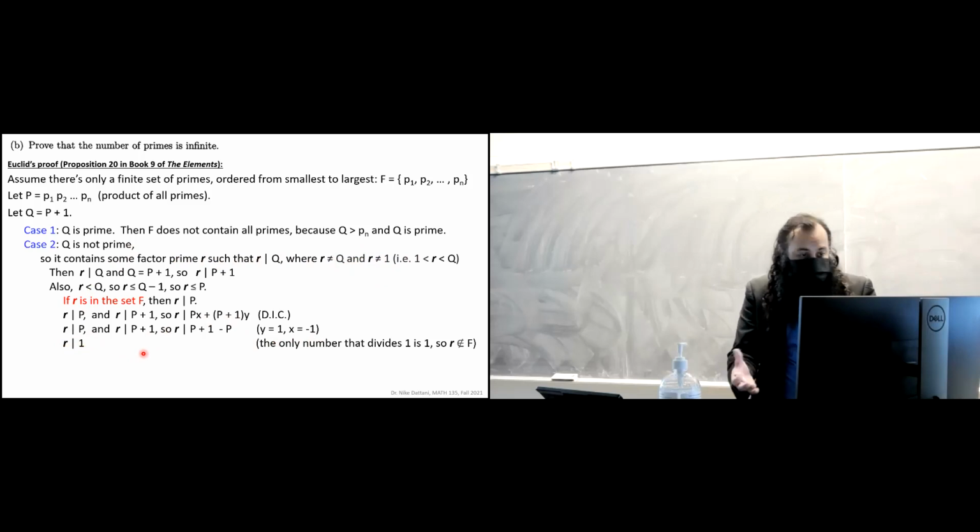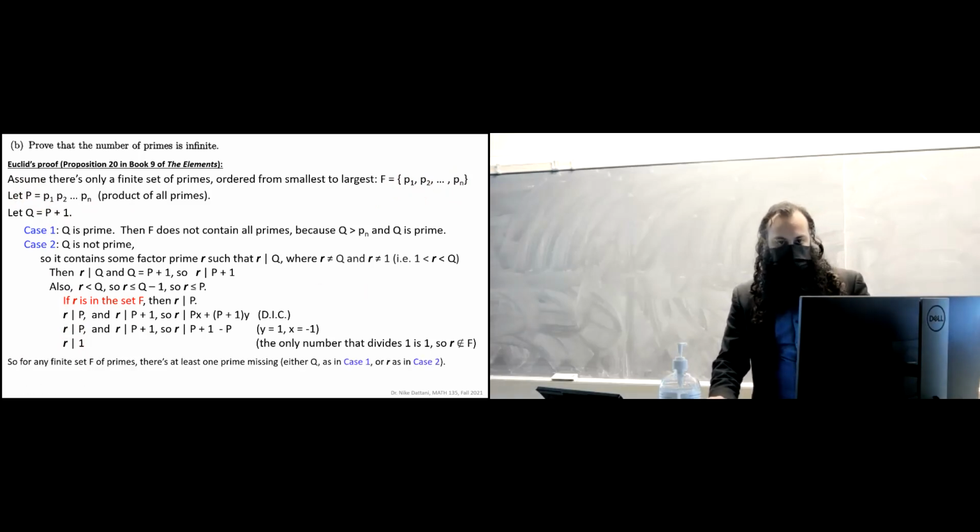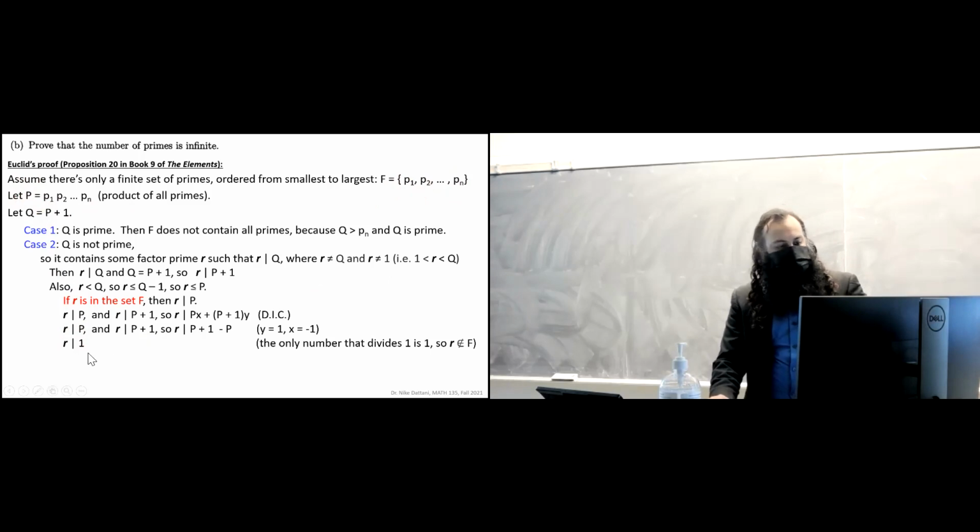So I now have that the assumption that R is in this set P is false, because if R is in that set, sorry, if R is in this set F, then R divides capital P. And if R divides capital P, then R divides 1, and it's not 1. If R divides capital P, and R is not equal to 1, then that means R is a number that's not 1 and divides 1, which doesn't make sense.